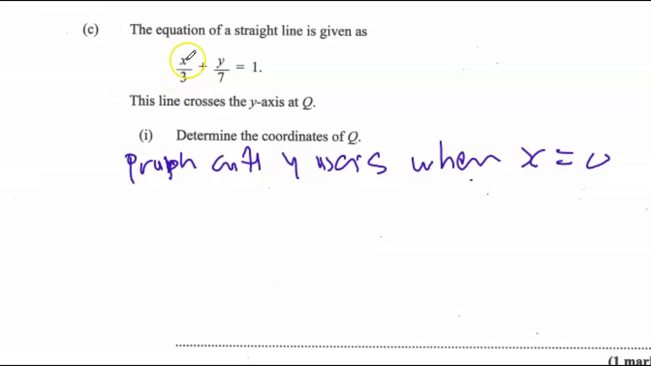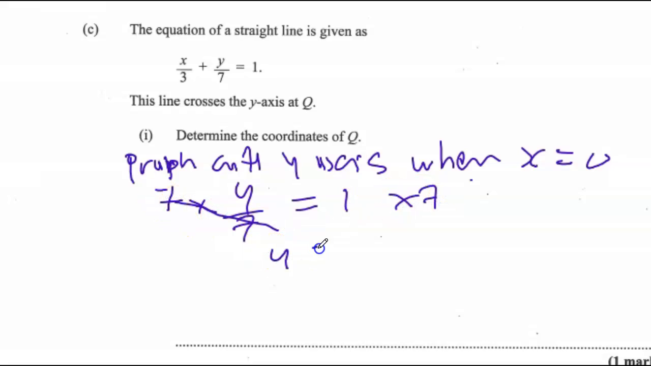So we'll have 0 over 3, which is just 0. So all we'll have left is y over 7 is equal to 1. You multiply both sides by 7, of course. So y is equal to 7. So the coordinates of Q would be 0, 7.